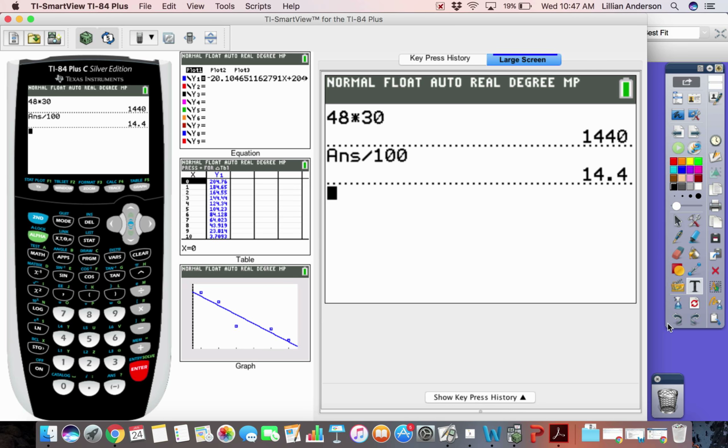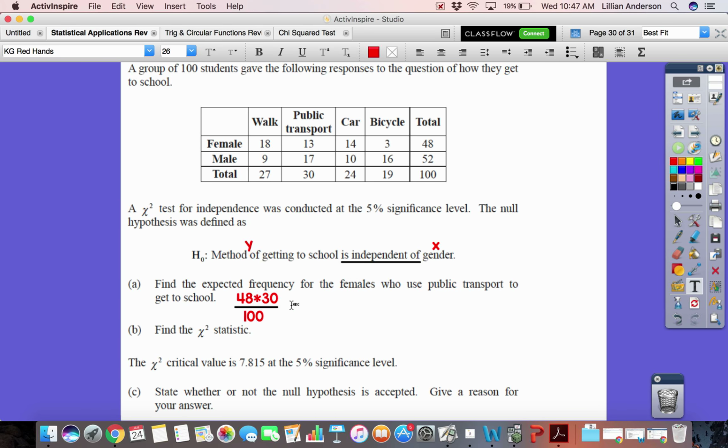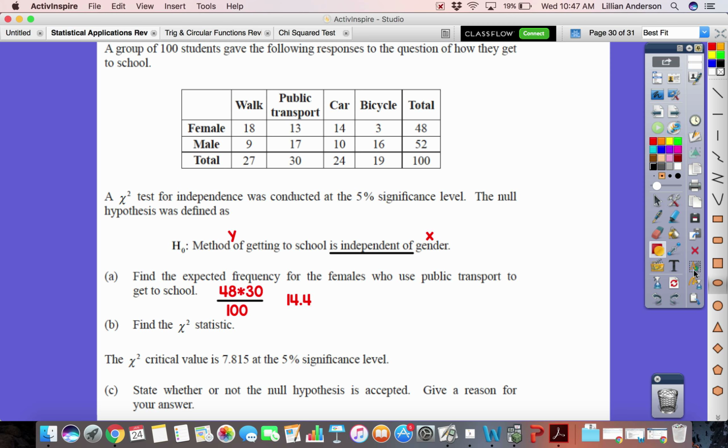And the expected value is 14.4. So that will be our answer there. And when we actually look at our expected tables after we perform the chi-square test statistic, then we'll know that the value of female public transportation, this spot right here in our table, will be 14.4.